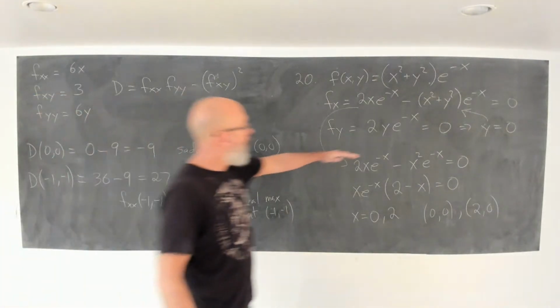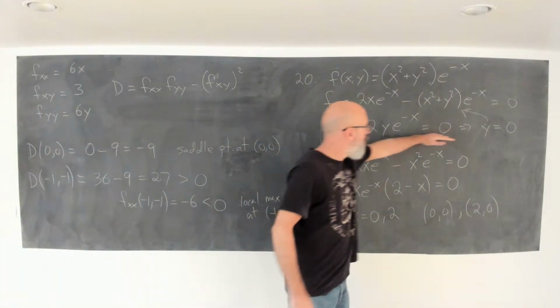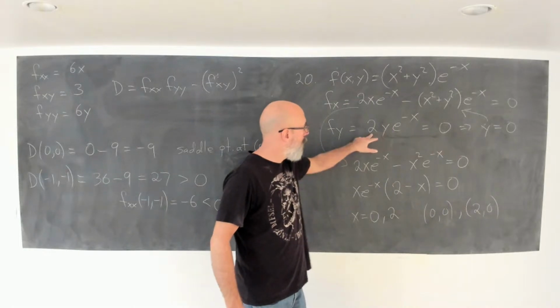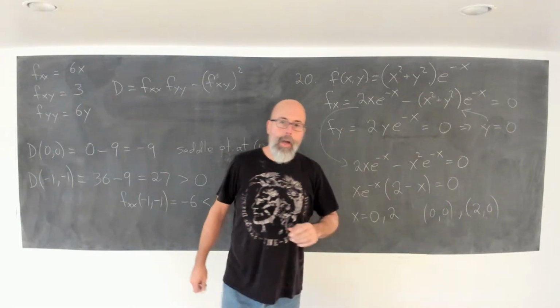How is y equal to 0 from this one here? You have this is equal to 0. The exponential is never 0. 2 is never 0. So y has to be 0.